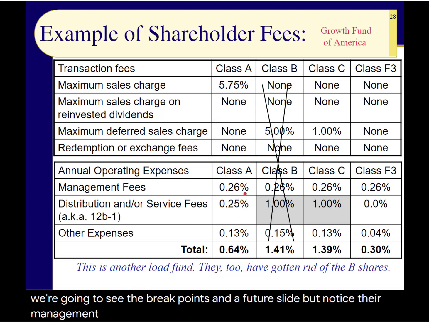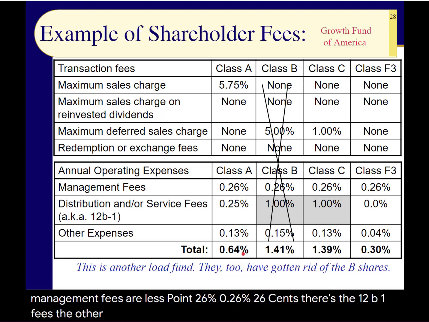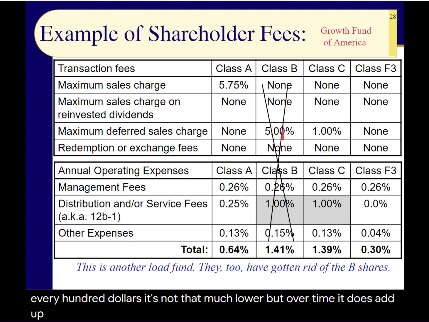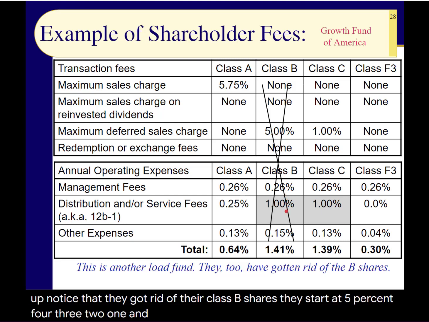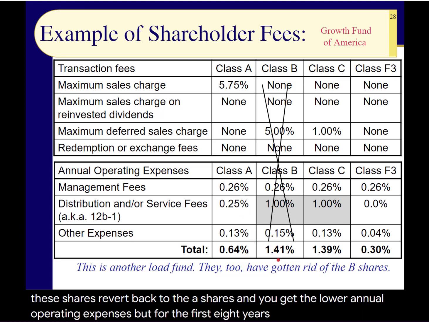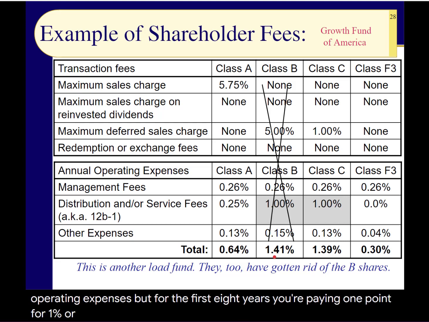But notice their management fees are less, 0.26%, 26 cents. There's the 12B1 fees, the other expenses. So these guys are charging you 64 cents for every $100. It's not that much lower, but over time it does add up. Notice that they got rid of their Class B shares. They start at 5%, 4, 3, 2, 1. And again, the 12B1 fees, exactly. After 8 years, these shares revert back to the A shares, and you get the lower annual operating expenses. But for the first 8 years, you're paying 1.41% or $1.41.